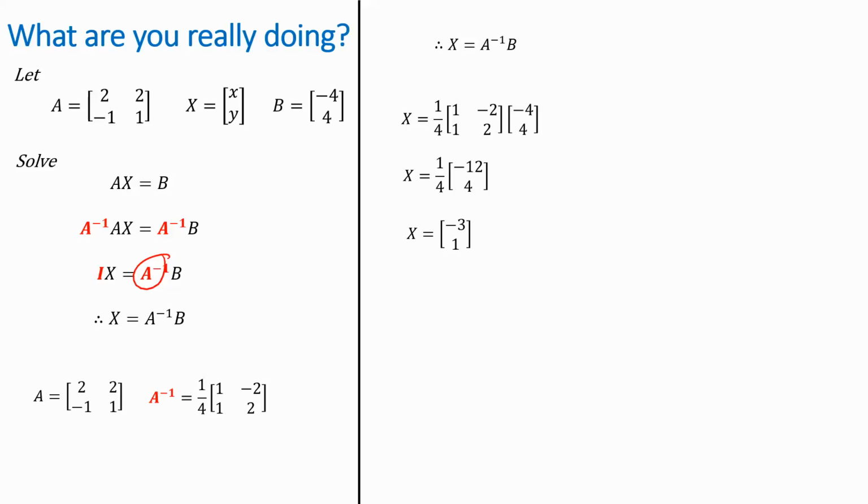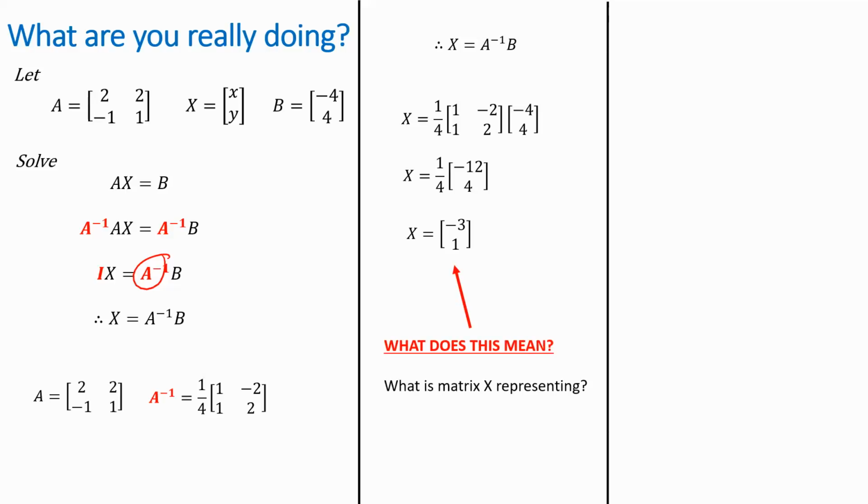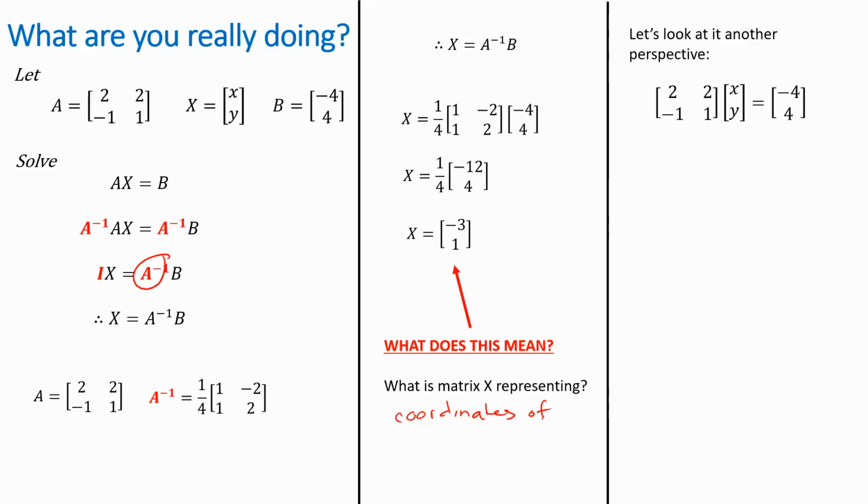Matrix A, 2, 2, negative 1, 1, times x, which is xy. I'm using xy to refer back to your memory of what you learnt in year 9. And then B gives you an answer of negative 4, 4. When you're solving for this, it gives you negative 3, 1. In fact, what matrix x is representing is the coordinates of an intersection. I'm going to write that down. I want you to write that down too. So the x actually means the coordinates of an intersection.